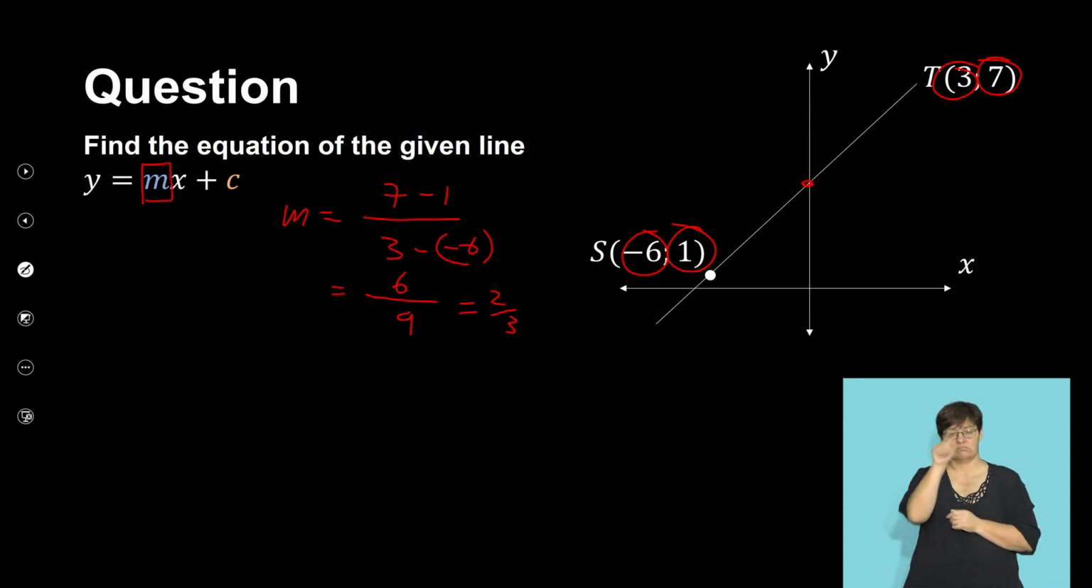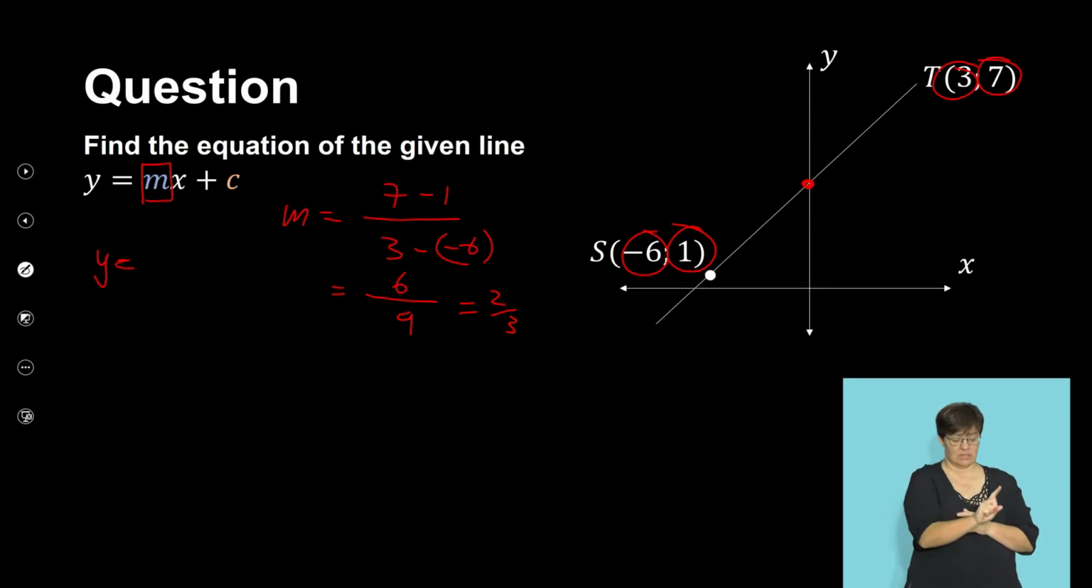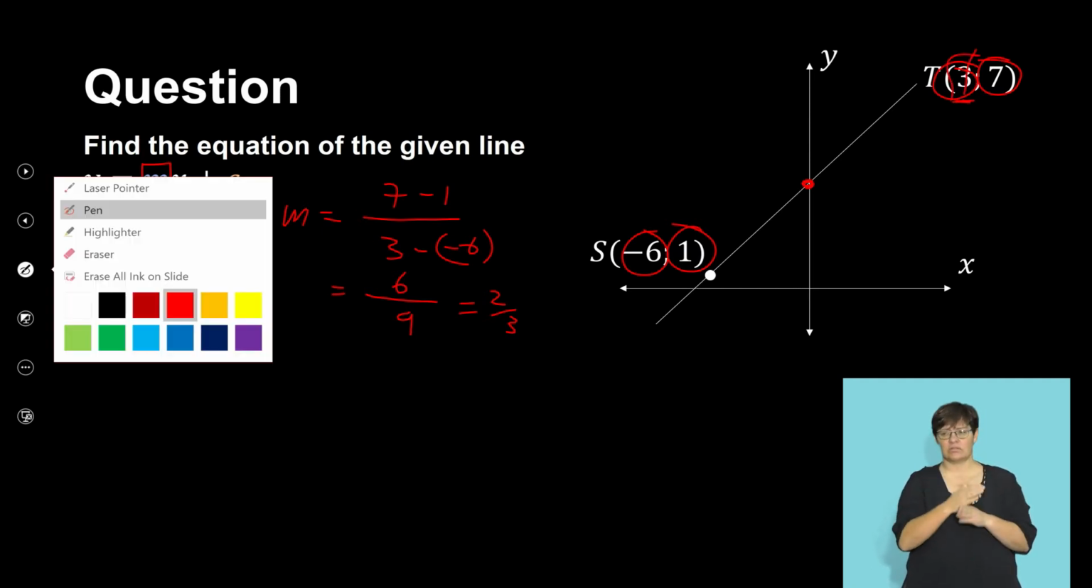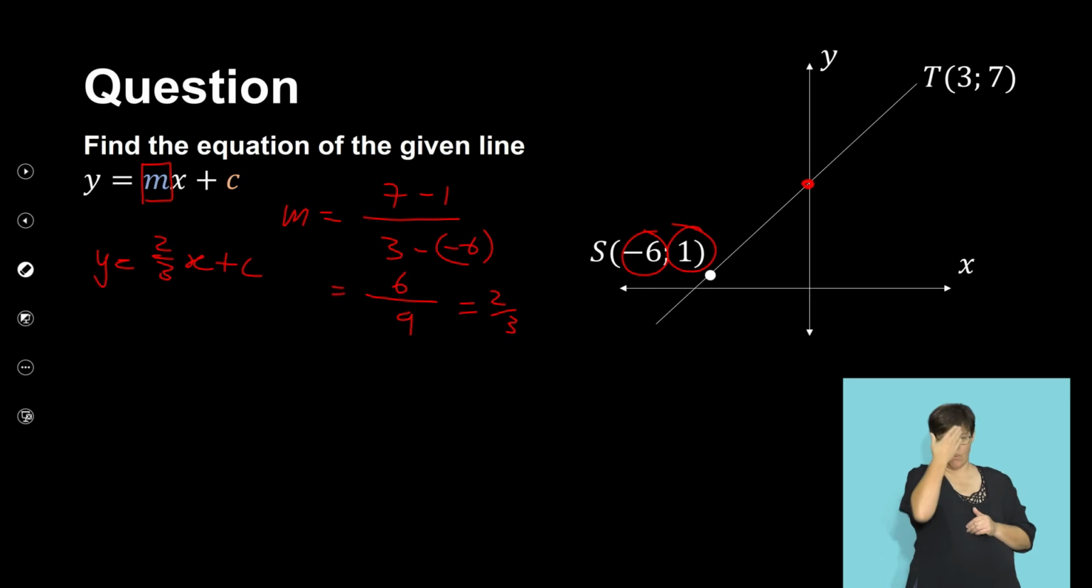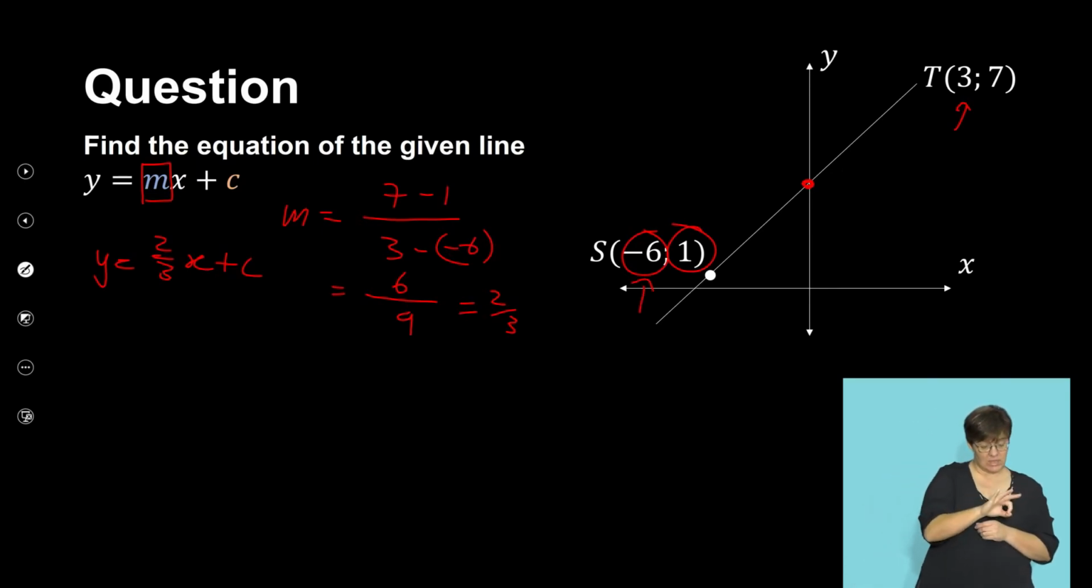I can't do this part by inspection, so we're going to have to do this a little bit differently. But let's go back to what I know so far. That's my equation: y equals 2 over 3x plus c. I don't know what the y-cut is, but I definitely know what the gradient is. But also what I know more than this is that the whole point about a function is that if I put in 3, I must get out 7. That's the whole point about a function, its input and output. And similarly, if I put in minus 6, I must get out 1.